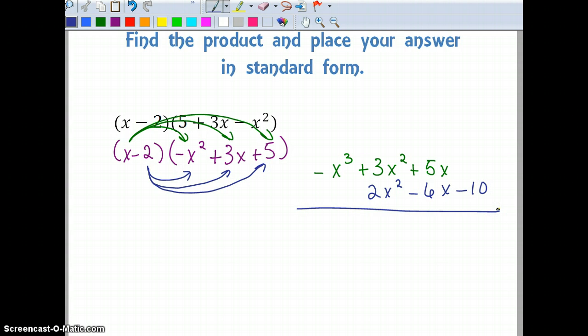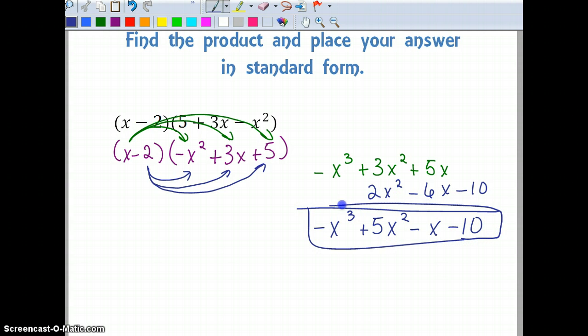Now I'm going to go through and combine my terms. So I have negative x cubed. 3x squared combined with positive 2x squared gives me a positive 5x squared. 5x combined with a negative 6x gives me a negative x, minus 10. And this is my final solution.